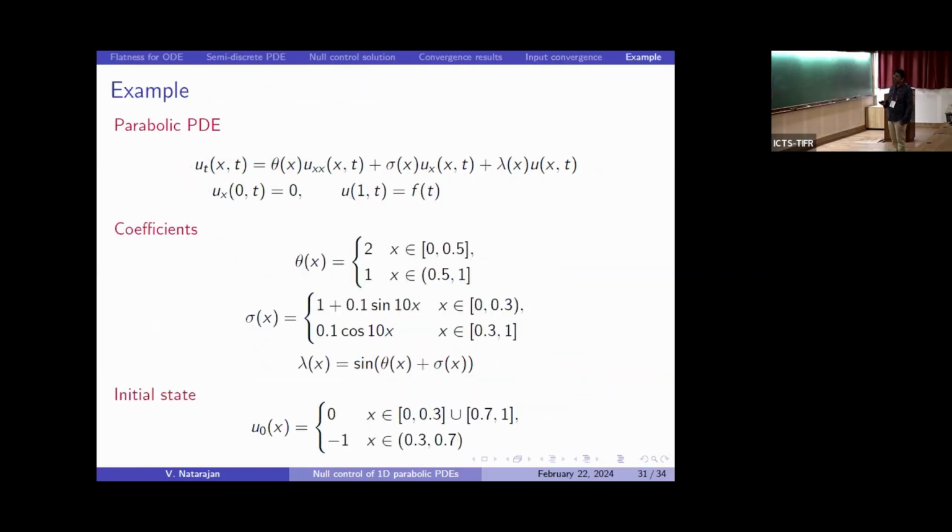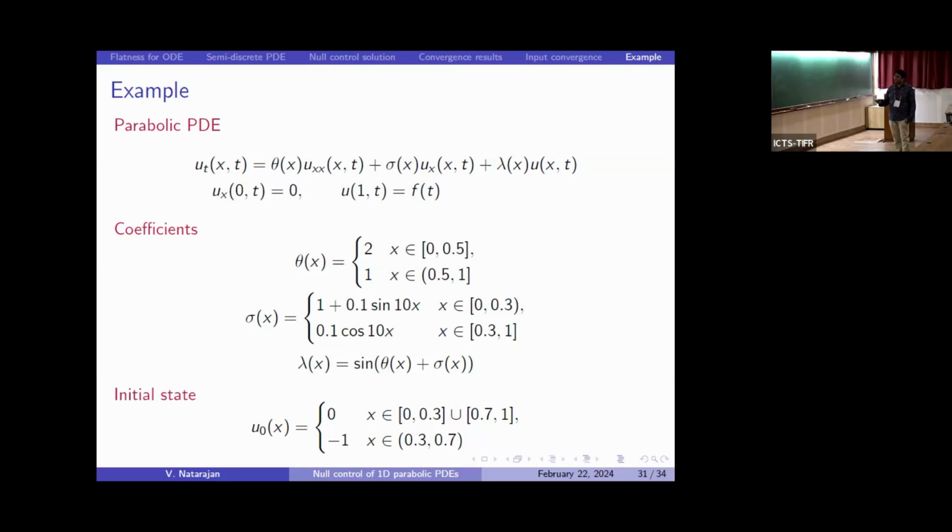Okay, so I'll conclude with an example. I have this parabolic PDE here. I've taken the coefficients as shown here. Theta is a step at 0.5. Sigma is also discontinuous, it's also spatially varying. This is piecewise constant, this is piecewise C1. And lambda is discontinuous at both 0.5 and 0.3.